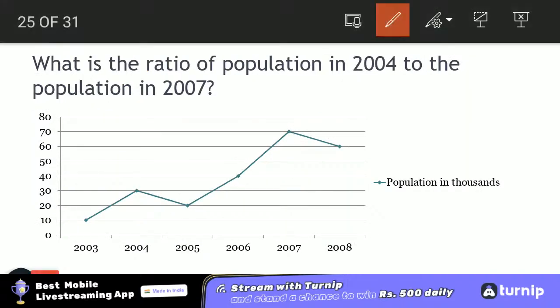What is the ratio of population in 2004 to 2007? Firstly, as you can see in the question, it talks about 2004. So first we will write the population of 2004, and then we will divide it by the population of 2007. So in 2004, the population is, you can see it from the graph. And hurry up, tell me the ratio in the chat box. What would be the ratio of the population in 2004 to the population in 2007?